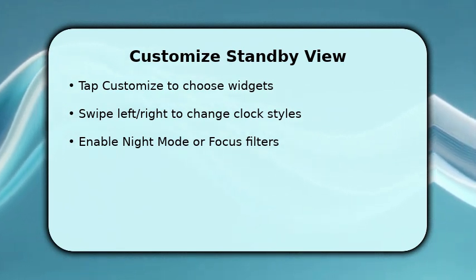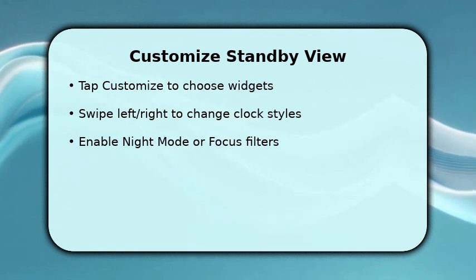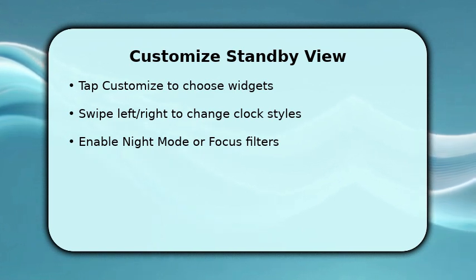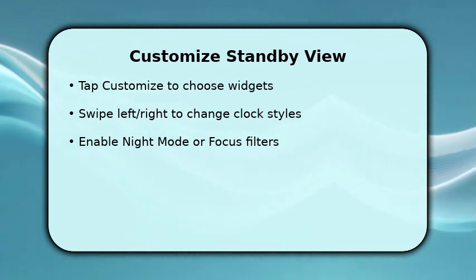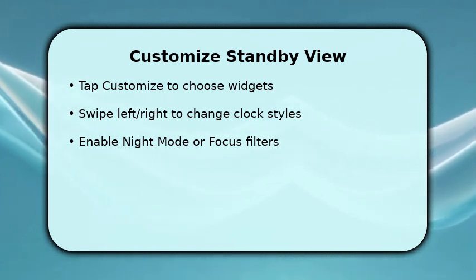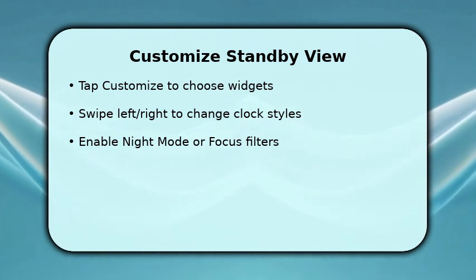You can swipe left or right to cycle through different layouts and long press a widget to replace or resize it. Make sure to enable night mode or a specific focus filter if you want dimmer colors after dark. This reduces glare and preserves battery. These choices shape how notifications and glanceable data appear while in standby.